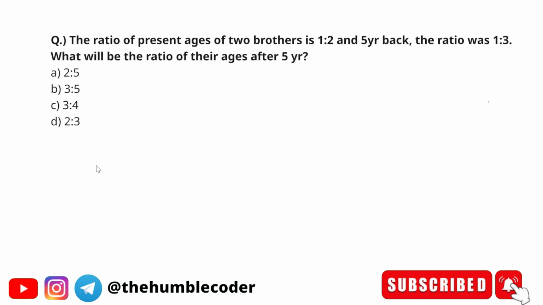Okay, so we have the new question right in front of us. Let's give it a read and then we will be solving it. The question says the ratio of present ages of two brothers is 1:2, and 5 years back their ratio was 1:3. What will be the ratio of their ages after 5 years?